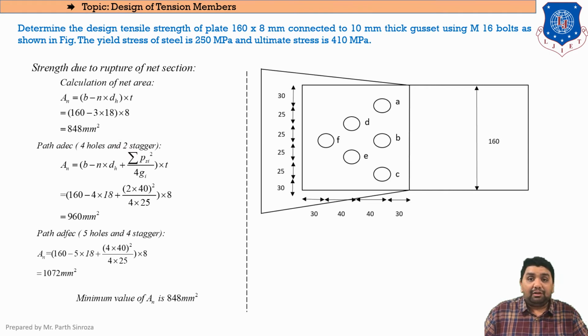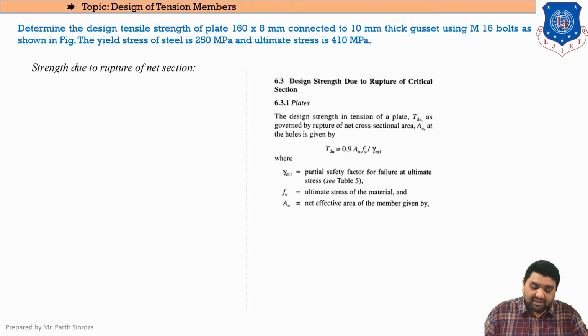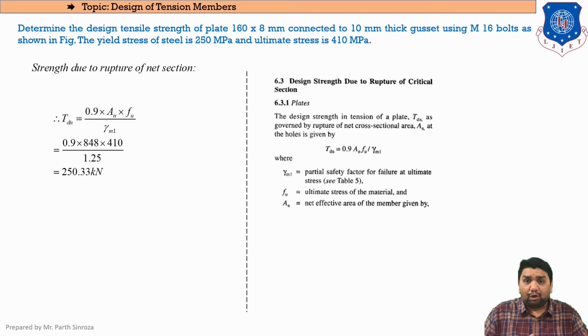Now this AN value will be substituted in the equation mentioned on page number 32. Moving on to page number 32, you can see 6.3.1 is mentioned for plates, and we will be finding TDN from this equation. AN will be the smaller of these 3 cases that we just obtained. Calculating everything, the answer comes out to be 250.33 kilo Newton.